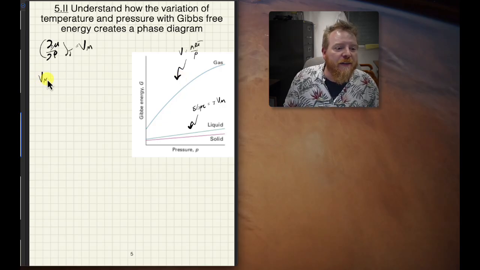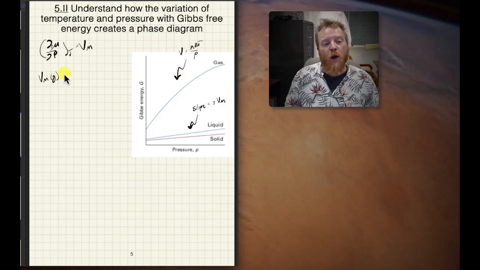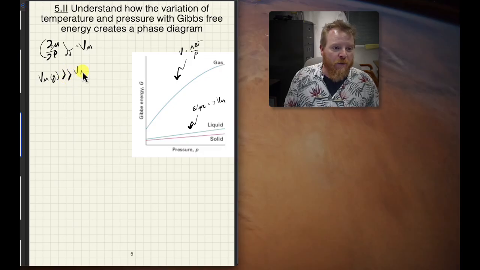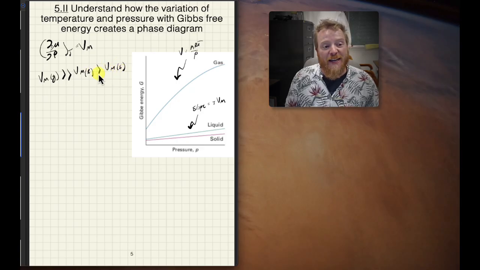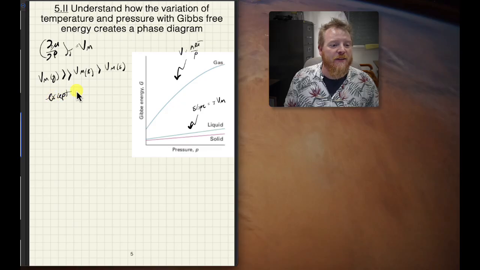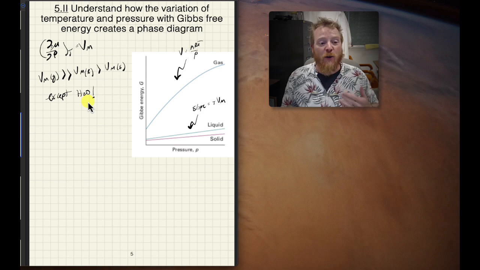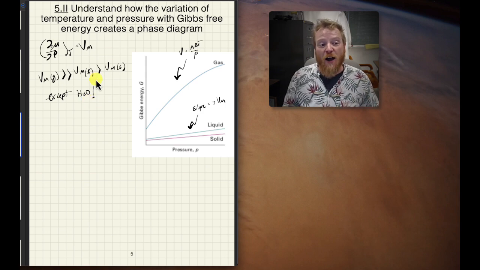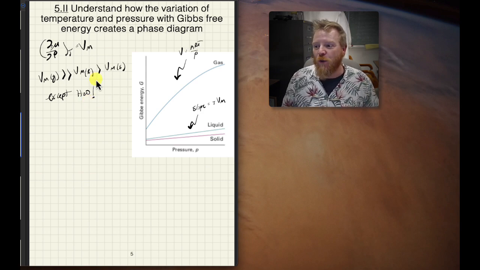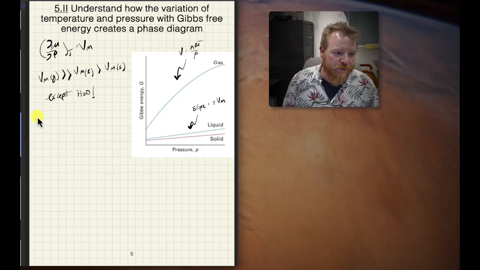And so now we can play the same game. The molar volume of a gas, as it turns out, is much, much greater than the molar volume of a liquid, which is greater than the molar volume of a solid. So this is the case with most materials, except H2O, a notable exception. So for H2O, the molar volume of the solid is actually bigger than the molar volume of the liquid, right?